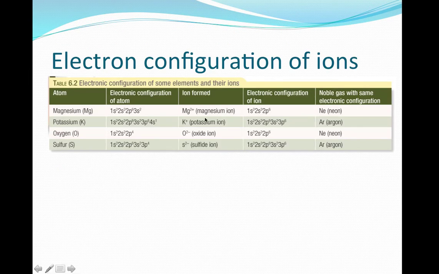Okay? So magnesium, when it gives up its electrons, has an electron configuration the same as that of neon. Oxygen also becomes that of neon. Okay? Doesn't mean that they have become neon, because what defines an element is the number of protons in its nucleus, and that doesn't change. But the electron configuration has become the same as neon.